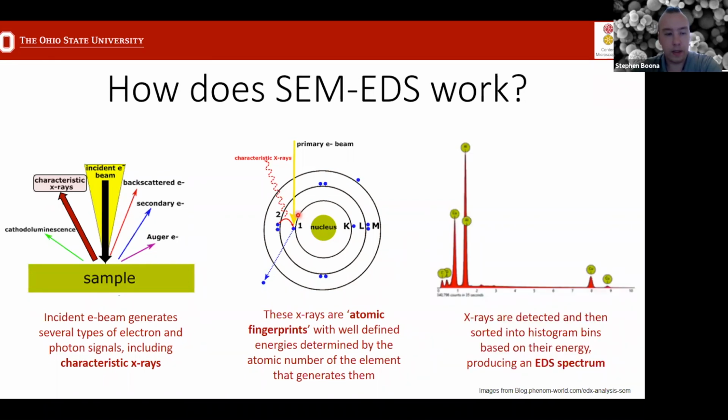After the beam hits the sample and generates all these X-rays, you have a detector inside of the chamber somewhere, and the X-rays are collected and then sorted, and you get these histograms where you see different intensities at different energies, which correspond with elements that generated the X-ray at that specific transition. And so this is our EDS spectrum, and this is what we do a lot of our analysis on.